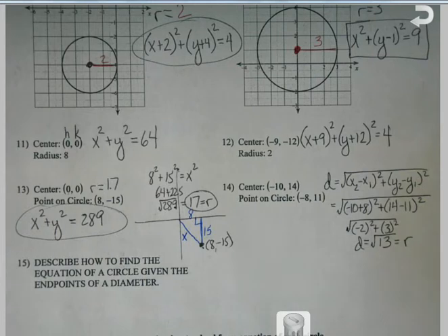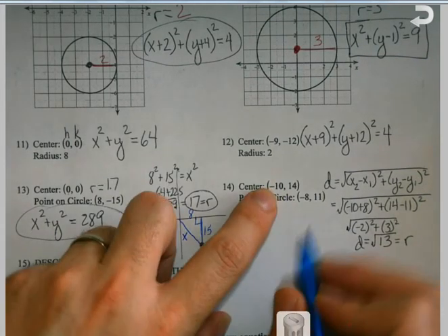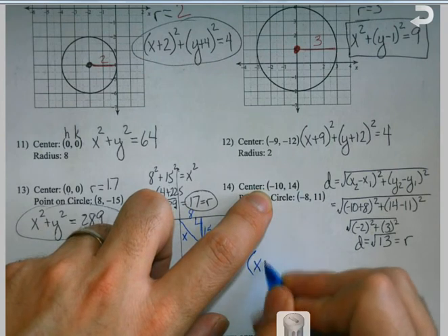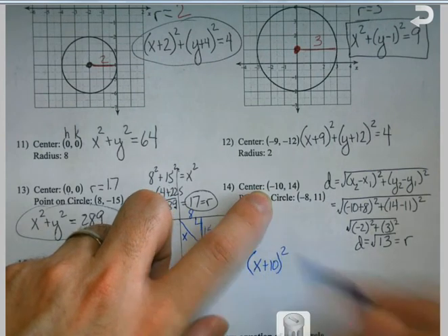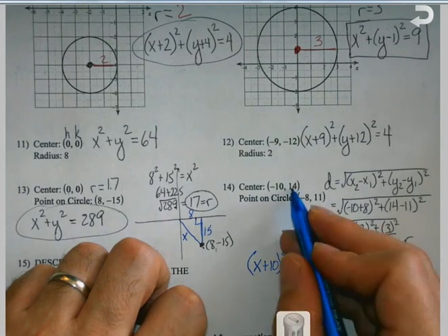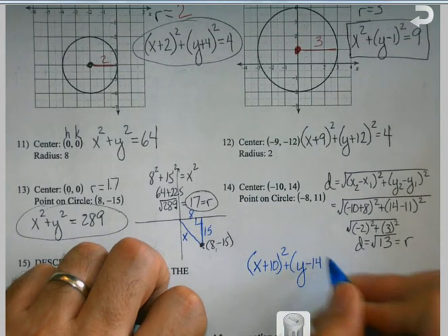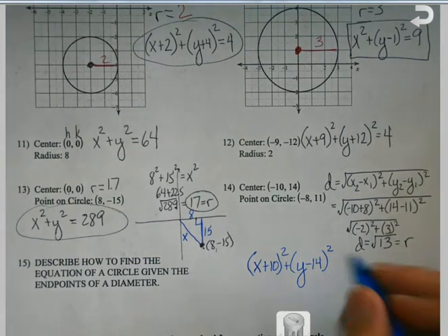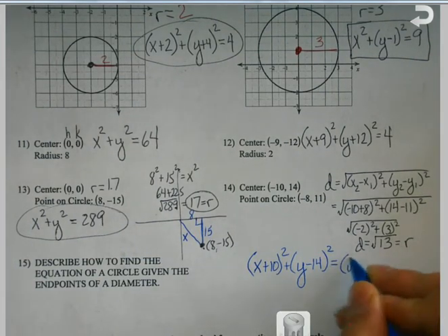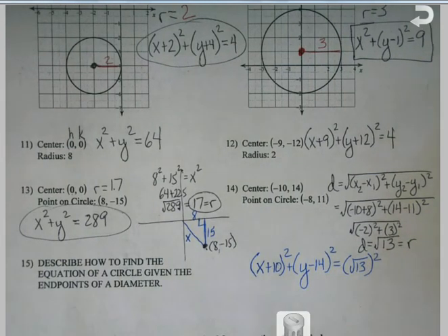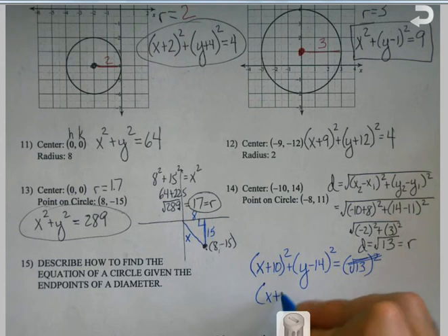So here's what the equation is going to look like. Still going to do it the same way with my center. X, switch my sign, so plus 10 squared, plus y minus 14 squared. What happens when you square a square root? Yeah, they're opposites, they're inverses. So they're just going to cancel out.